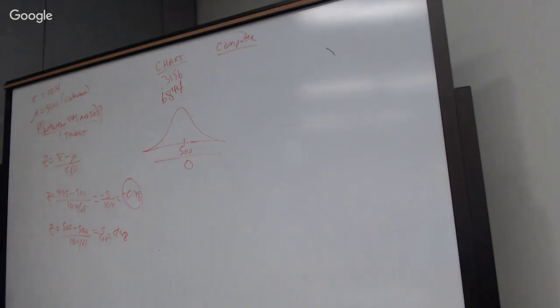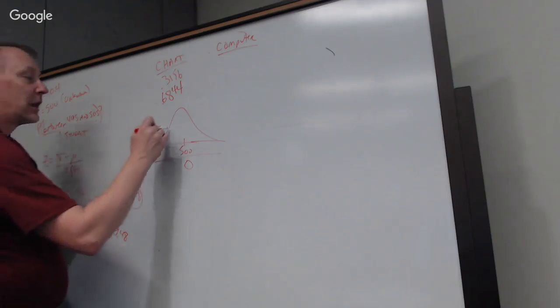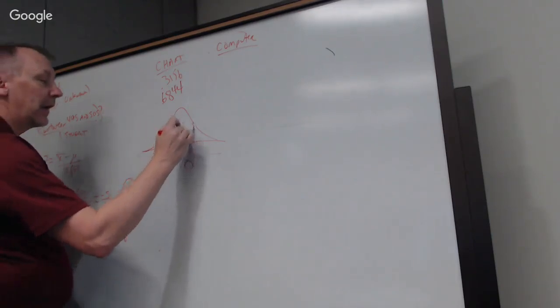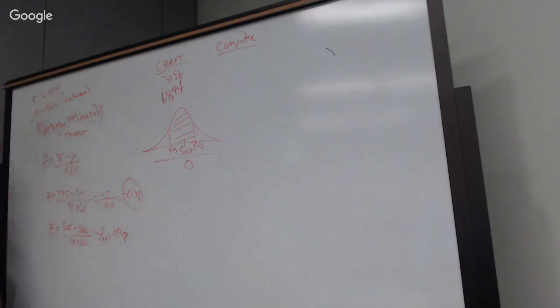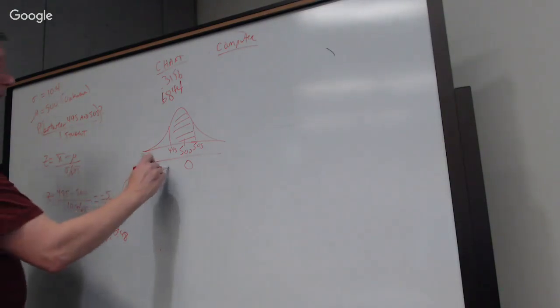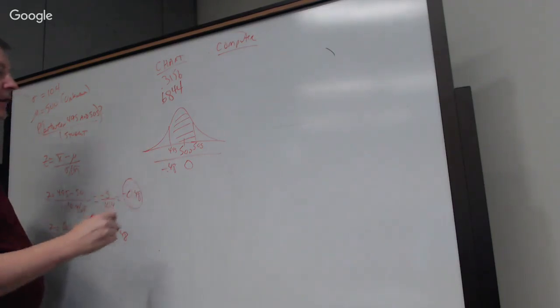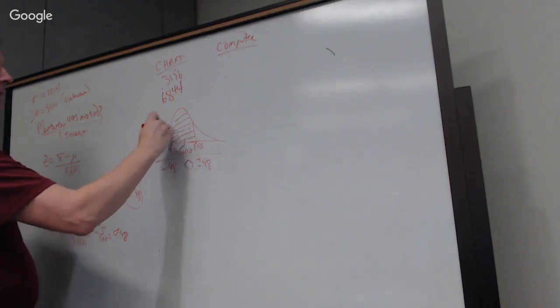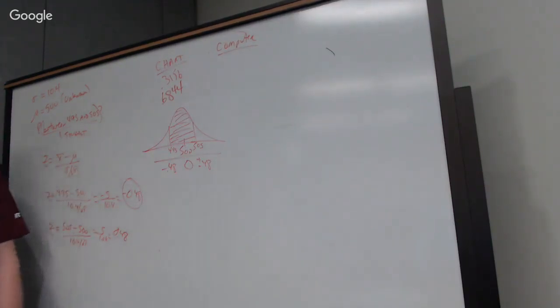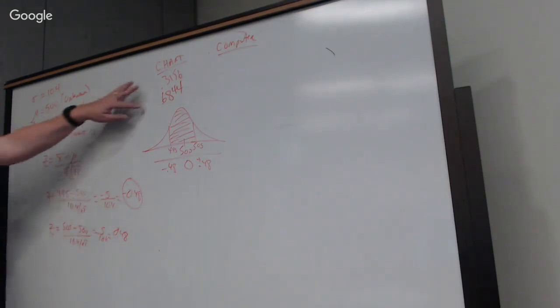I want scores between what two values? 495 and 505, right? When I convert that to a standard normal distribution, what are the values that correspond to 495 and 505? Negative 0.48 and positive 0.48. How do I find the area in the middle? Find both of these scores and then we subtract the two p-values, right?